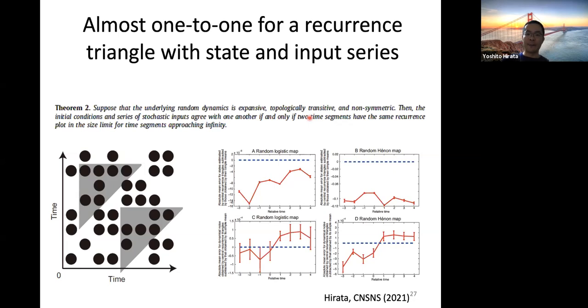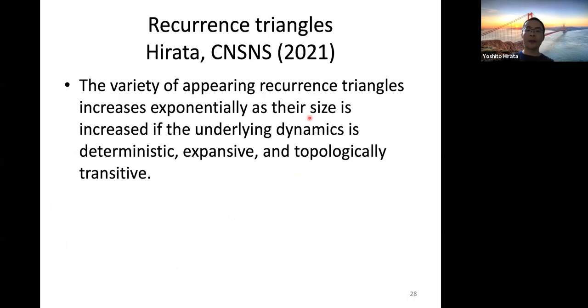It is a basis for constructing the theory for nonlinear stochastic systems. Based on this theorem, I obtained a result similar to that for the permutation, which says the variety of appearing recurrence triangles increases exponentially as their size increases if the underlying dynamics is deterministic, expansive, and topologically transitive. Here, topologically transitive means that a point returns to any open set eventually. So we have a theorem as well.